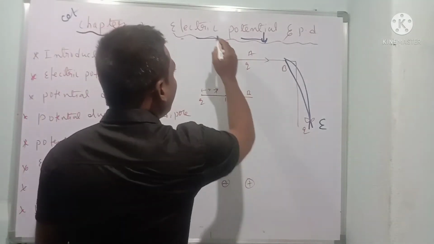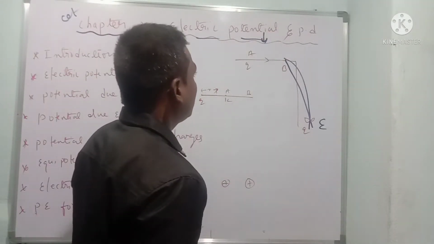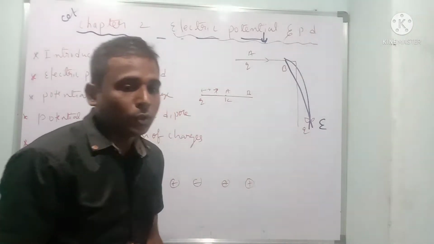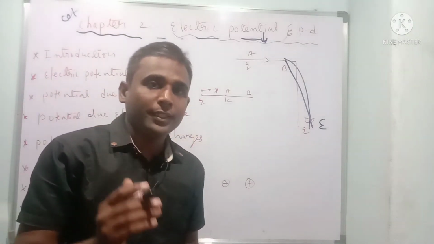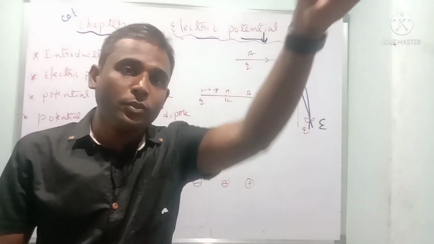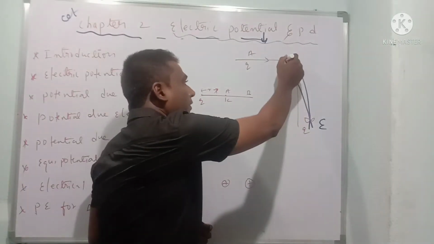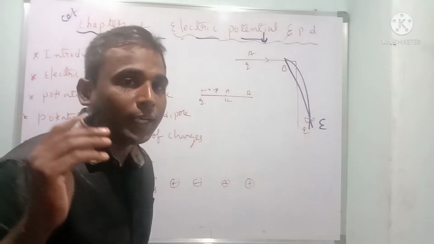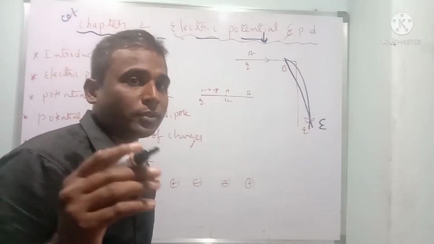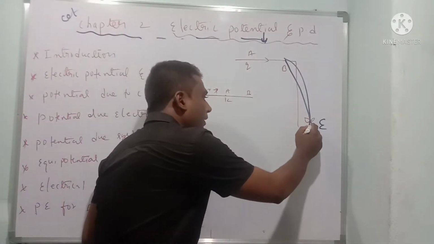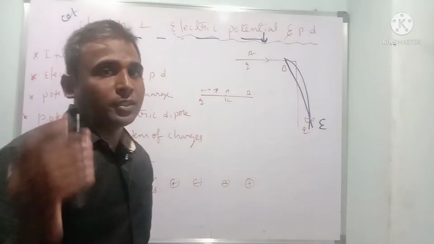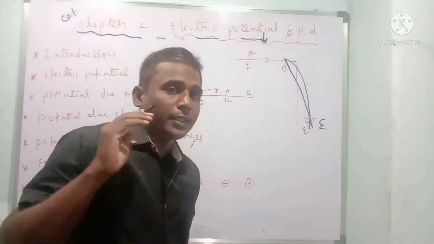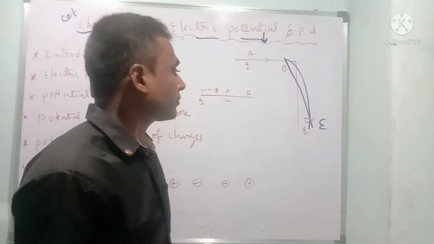Or you can call it electric potential. So electric potential means the amount of work done to bring the charge from infinity to one point, or from one point to infinity, against the electric field or electrostatic force, and which is independent of path, means it is not dependent upon path.